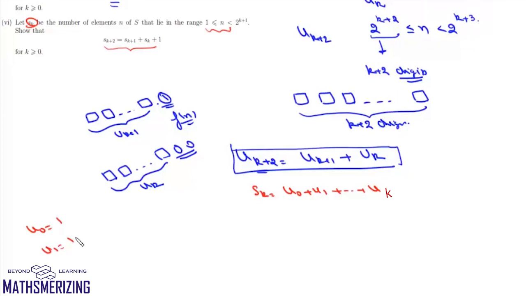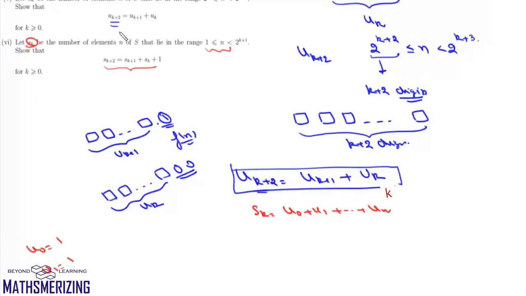Now in part 5, we have already proved uk+2 is equal to uk+1 plus uk. So we can write u2 as u1 plus u0, u3 as u2 plus u1, and uk+2 as uk+1 plus uk. Now what we'll also do is we'll add u0 plus u1 on both sides.